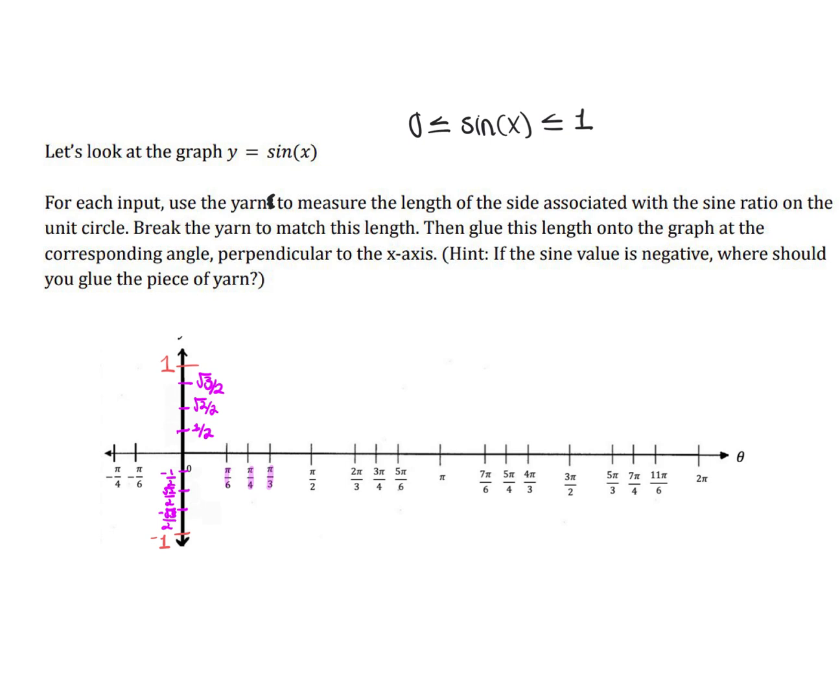So we have sine of pi over 6. That's going to be 1/2. Then we have sine of pi over 4. That's going to be square root of 2 over 2. Then we have sine of pi over 3. That's going to be radical 3 over 2. Then we have sine of pi over 2, and that's just 1.